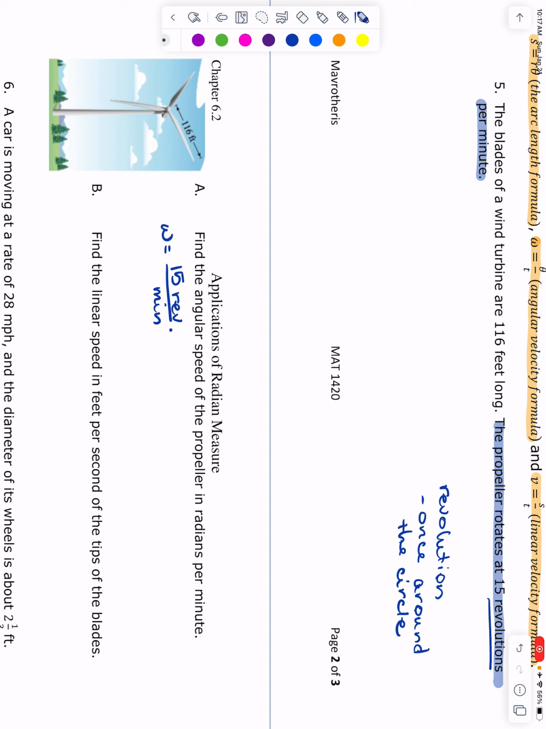And you know what? Because I don't like thinking too hard all the time, I know I want an answer in radians per minute. I already have minutes in the denominator, so I need to convert from revolutions to radians. So 1 revolution, I said, was once around the circle. That is 2 pi radians. Revolutions and revolutions cancel. I multiply straight across. I get 30 pi radians per minute.